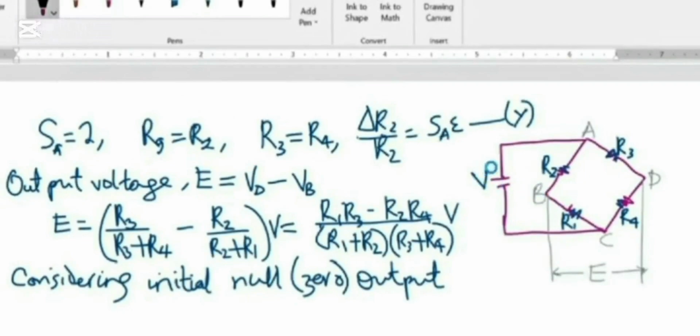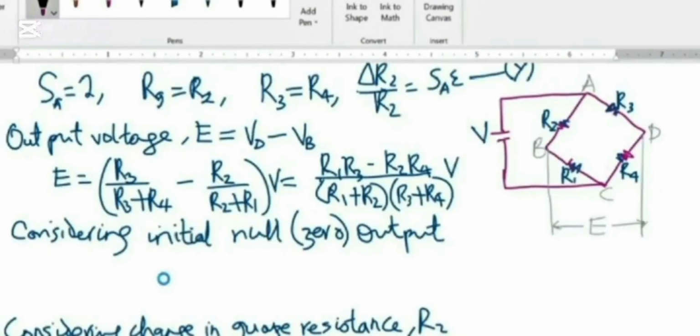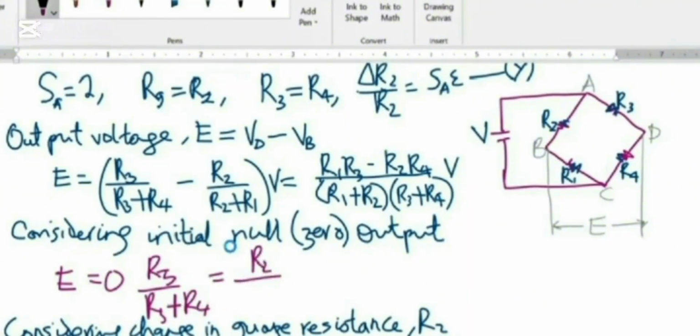This is the input voltage, and this is the output voltage, which is BD. We want to determine the voltage between point B and D. So this is the equation determining the voltage between point B and D. And then considering null output, it means our initial setting will make it to be 0. Considering null output, it means E is equal to what? 0. So when you equate E equal to 0, you will end up having R3 all over R3 plus R4 is equal to R2 all over R2 plus R1.